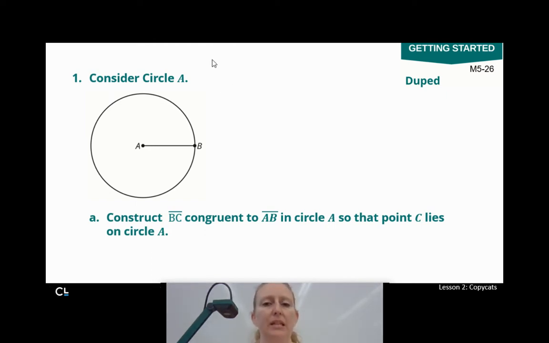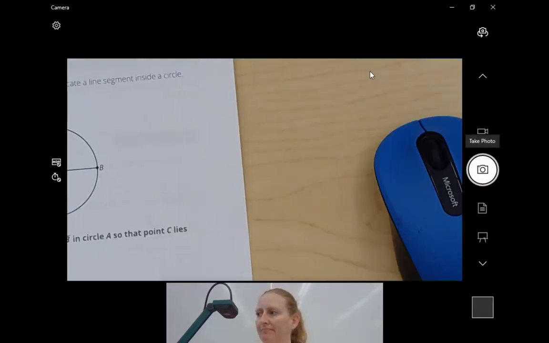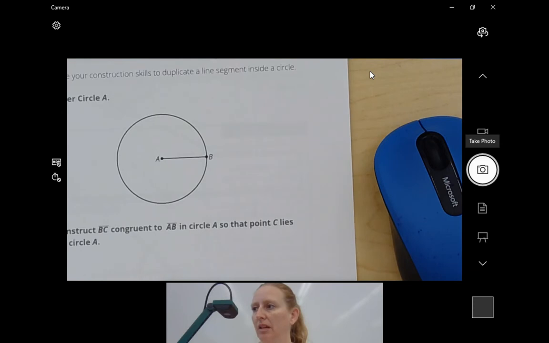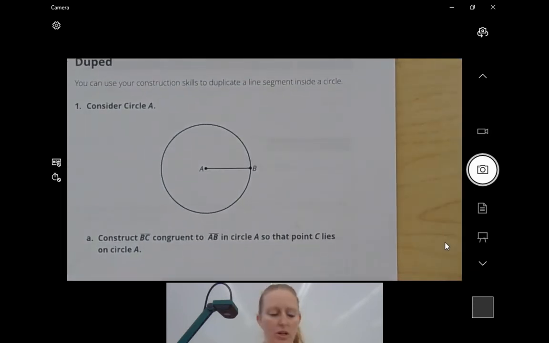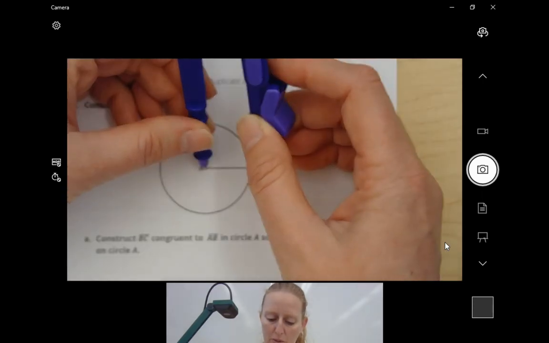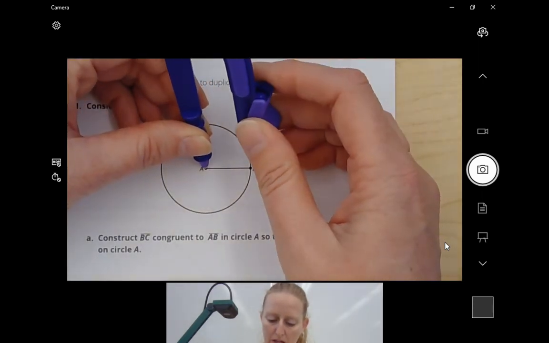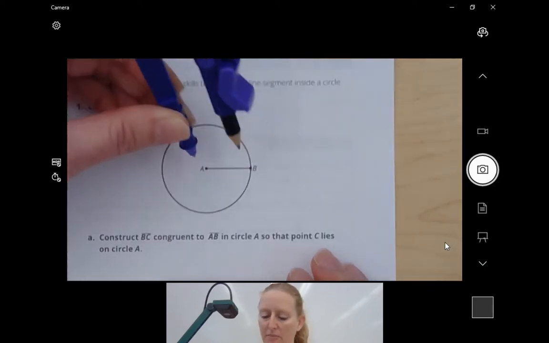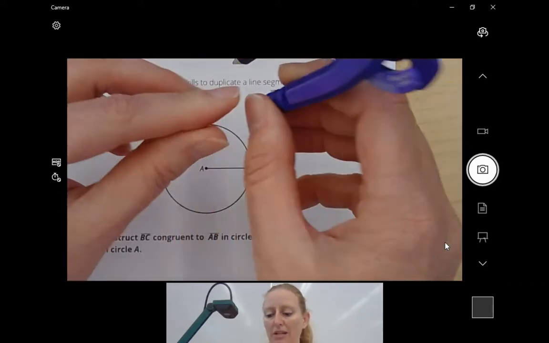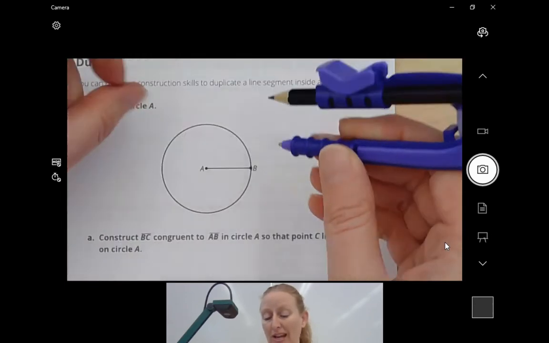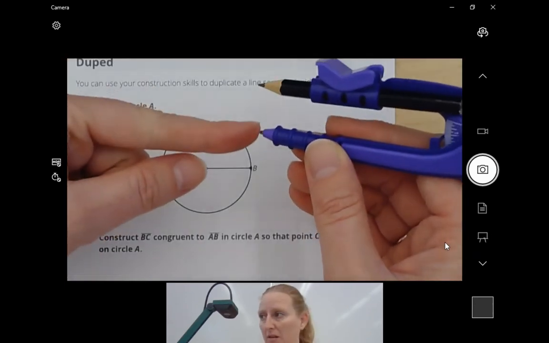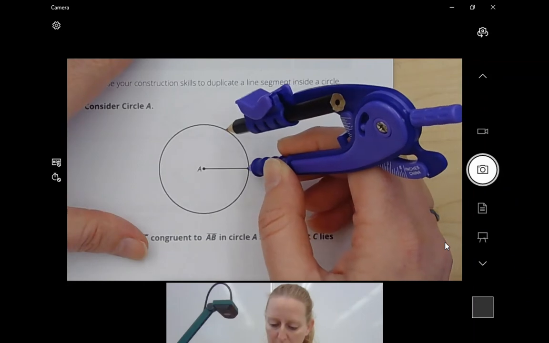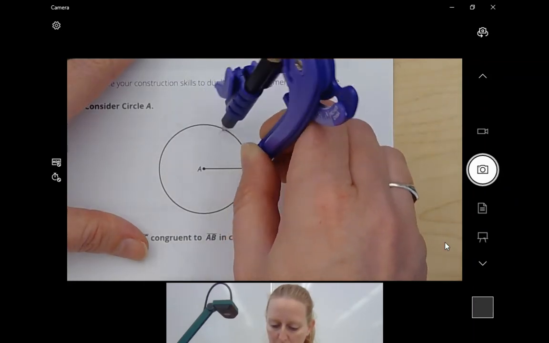All right, I'm going to show you what I did. So here I have my circle. Now, I want to make a congruent segment. So first of all, my pointy end goes on A. I'm going to adjust my pencil so that it matches B exactly. Now, instead of making a starter line, I'm going to use the circle. I'm going to put my point on B, and I'm going to make a little mark such that it hits my circle.